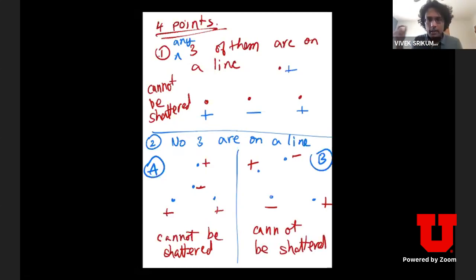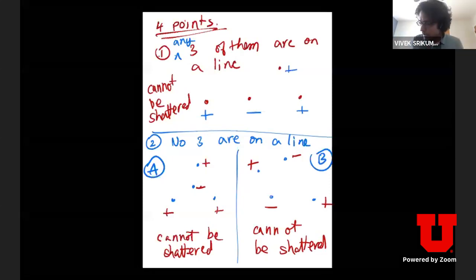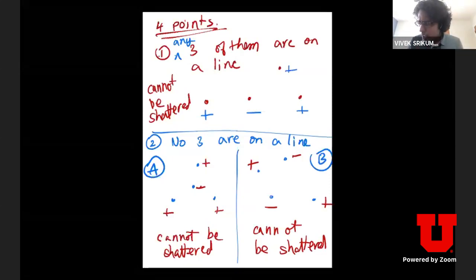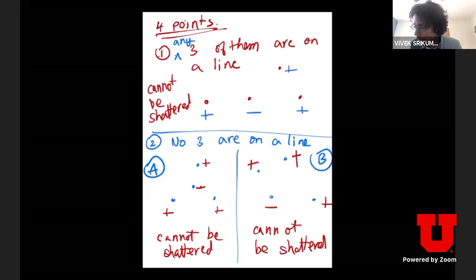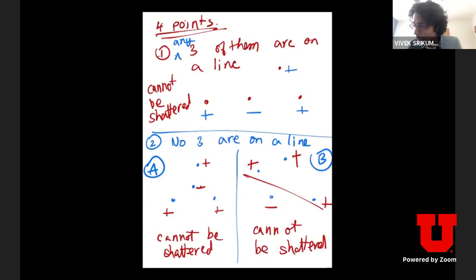And here is where people get a little bit confused. If I'm saying that this cannot be shattered, of course there's a different labeling that can be correctly classified, right? So if I make this a plus, I can draw a line here that separates out the pluses and the minuses. But at this point we are looking for a counterexample. We are looking for a labeling that is going to defeat our hypothesis space. If we can find one, then this cannot be shattered.